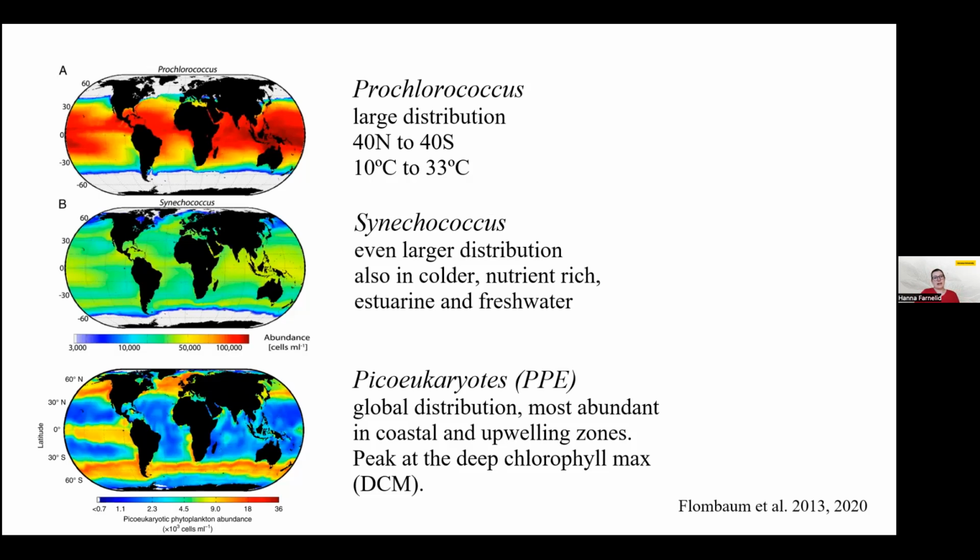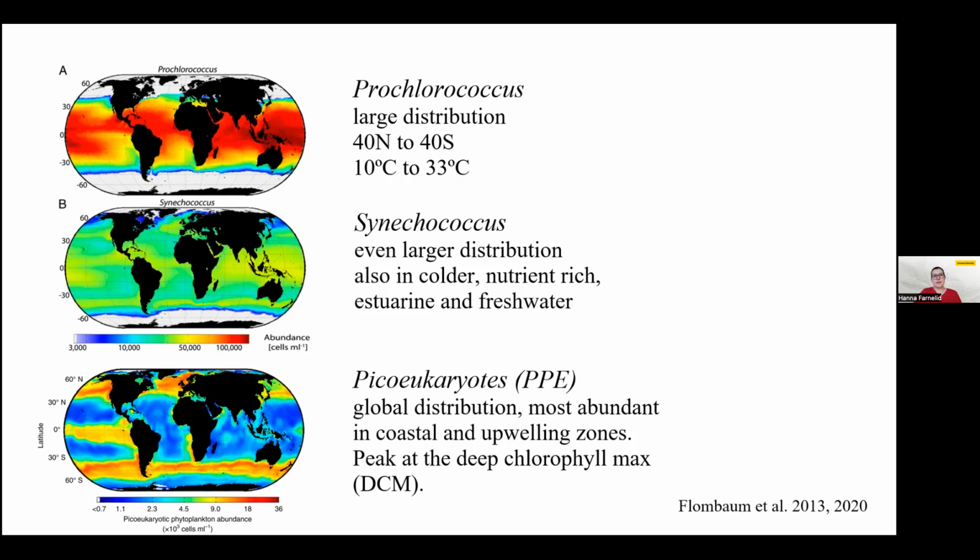But it's really highly abundant, up to 100,000 cells per milliliter. And that's a lot of cells. So even though they're very, very tiny, they can really make a difference and contribute to primary production on a global scale. These groups together contribute to around 19% of primary production on a global scale.